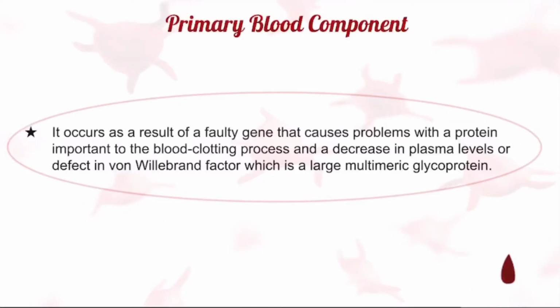We did von Willebrand disease. To start off, we looked into the primary blood component, and it occurs as a result of a faulty gene that causes problems with the protein. This protein is extremely important to the blood clotting process, and it causes a decrease in plasma levels and a defect in the von Willebrand factor, which is a large multimeric glycoprotein.